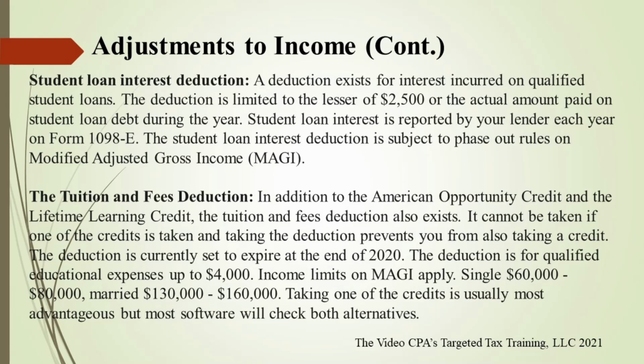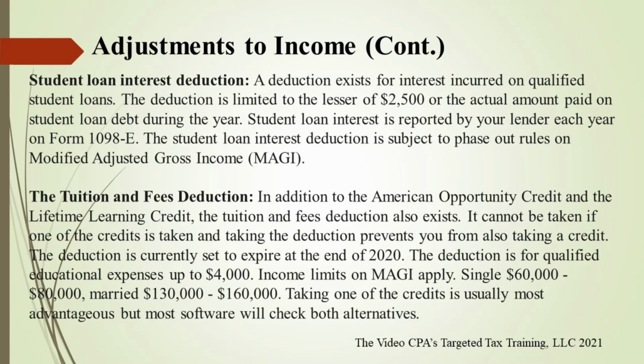So normally it's better to take one of the credits, but your tax software usually checks both alternatives if you've got pretty good tax software. So it will actually figure that for you, which would be best. But one thing you cannot do is take the tuition and fees deduction and then take one of the credits or both of the credits. By taking the tuition and fees deduction, you're actually not allowed then to take either one of the credits. So you need to look at this fairly carefully.